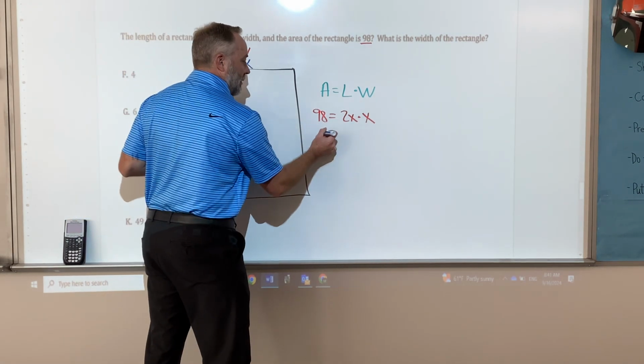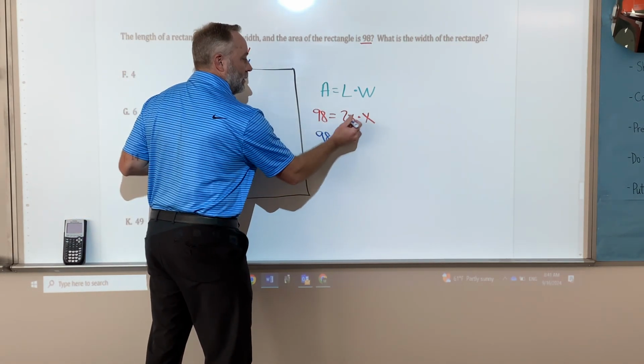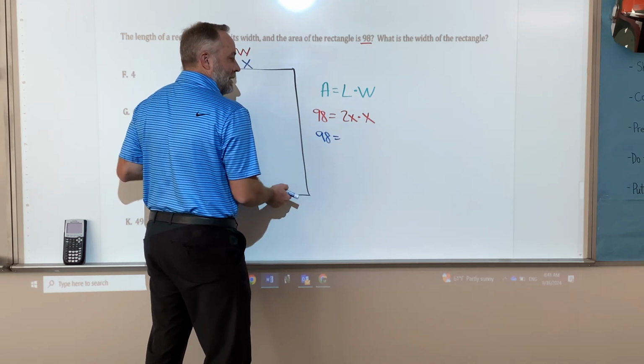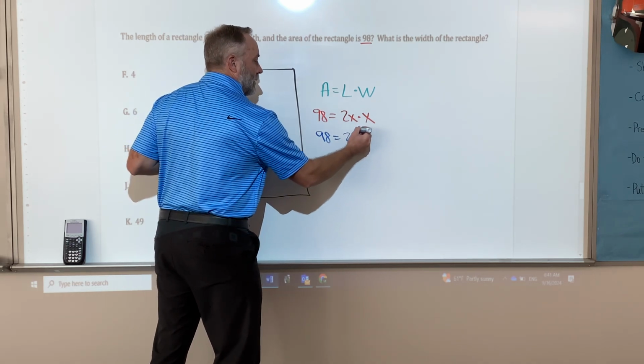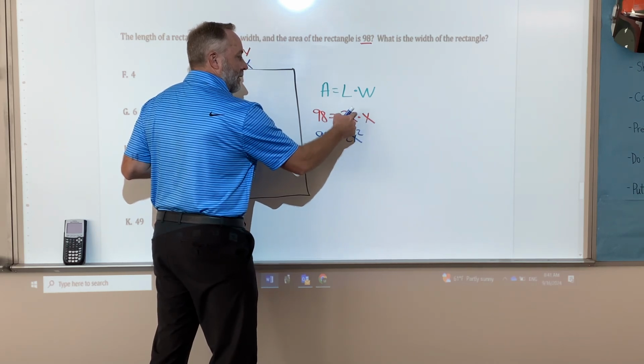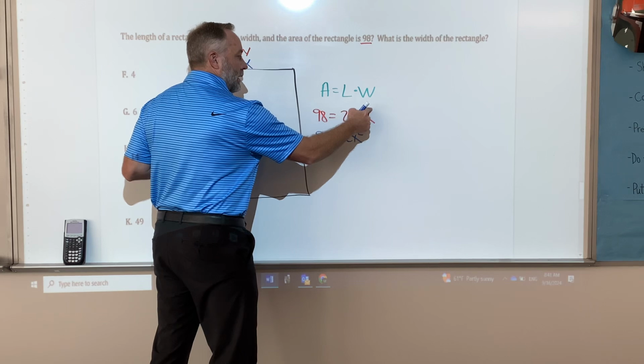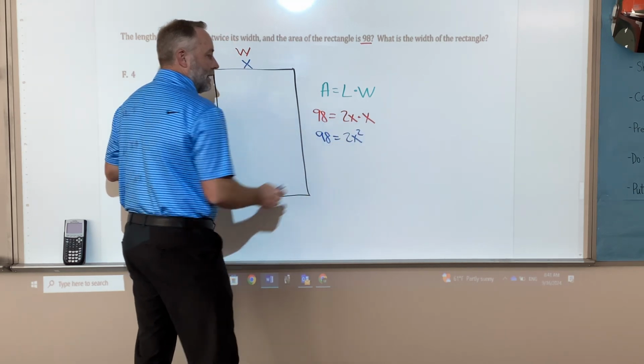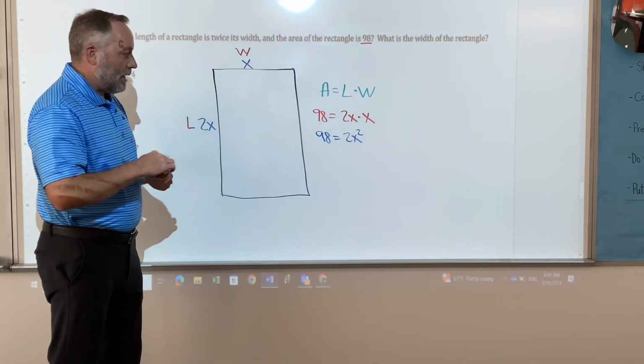So let's clean up the right side. 98 is equal to 2 times x times x, which is 2x squared. When you multiply variables, you add their exponents, so the exponent of 1 here and the exponent of 1 there gave us that 2. Now we just need to solve for x.